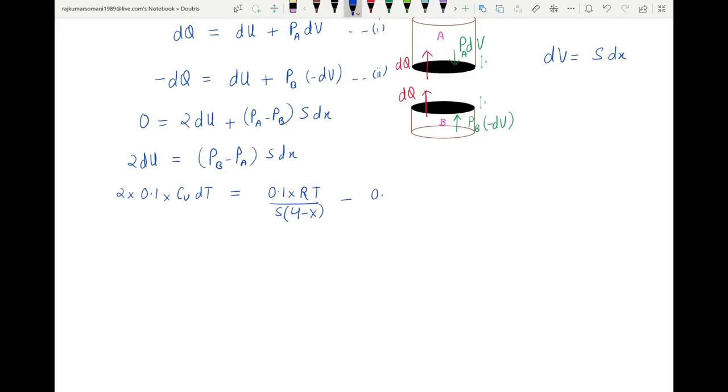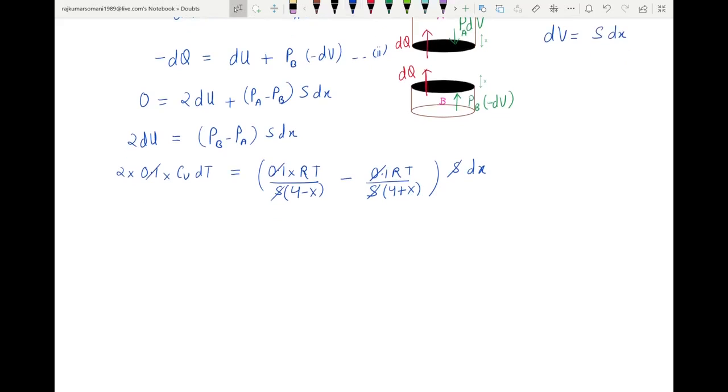Similarly, I can find the pressure of chamber A. Number of moles same, R same, temperature at a particular instant, T, let's say. The volume would be different, surface area is same, only the volume has increased here. So it's going to be S times (4 plus x) into surface area into dx. I can cancel out this S now, it was not required. You can also cancel out this 0.1.